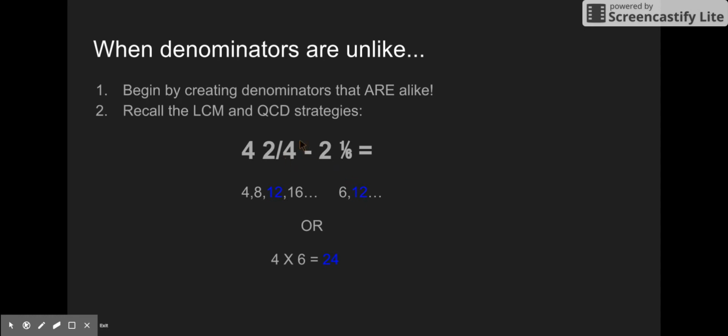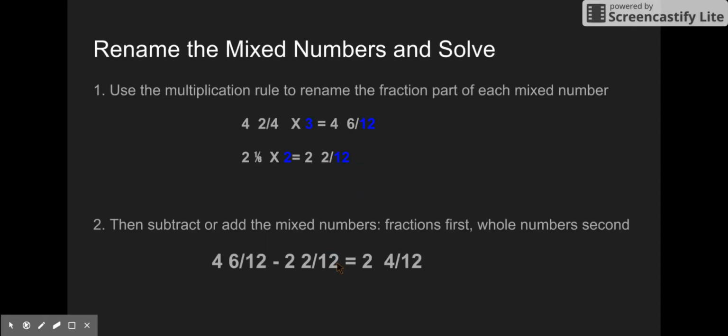Or I could use the QCD. 4 times 6 equals 24. 24 could serve as a common denominator as well. Once you've established that common denominator, rename the mixed numbers and solve.